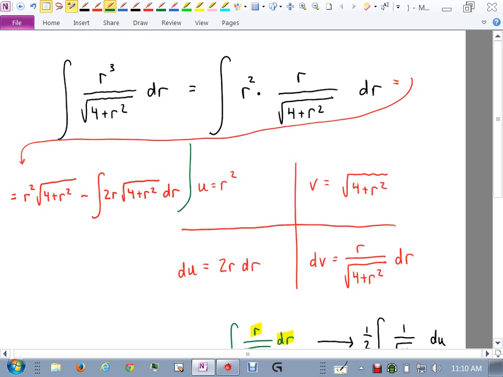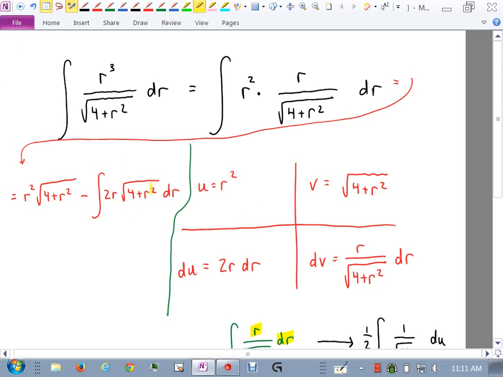This 2r dr that we get right here is exactly the derivative of what's in here. So I'm leaving the 2 in here, realizing that it'll match exactly. If I pull it out and then do my substitution, I'm going to have to come through with the 1/2 at some point. So any questions there?